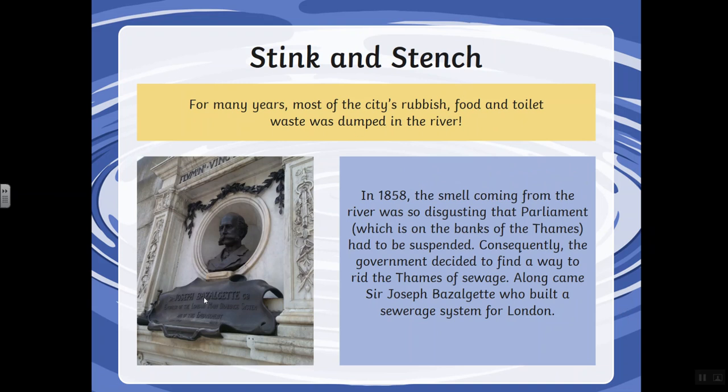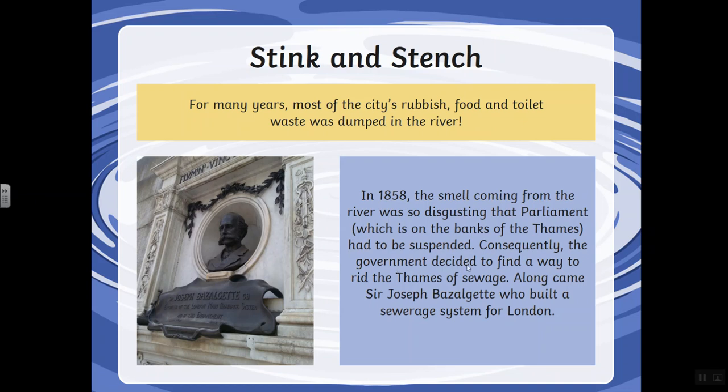Now, there's another use for the River Thames. It says here, stink and stench. For many years, most of the city's rubbish, food and toilet waste was dumped into the river. In 1858, the smell coming from the river was so disgusting that Parliament, which is on the banks of the Thames, had to be suspended, had to close for a while.